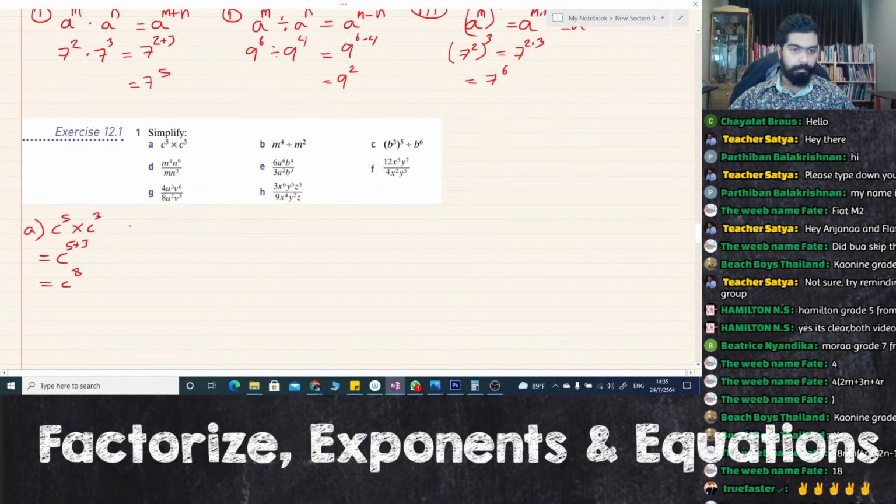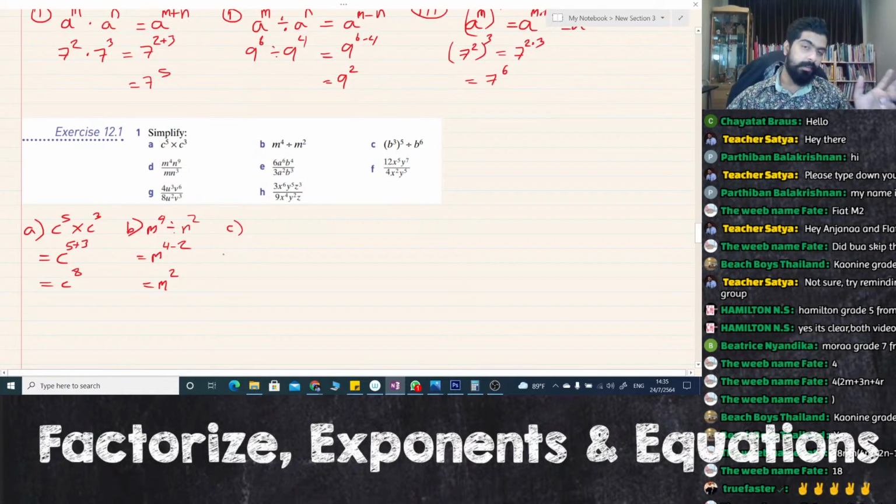Now let's go to question B. So what do we have for question B? m to the power of 4 divided by m squared is equal to m to the power of 4 minus 2, which is equal to m squared. This is law number 2, right, guys? Law number 2.